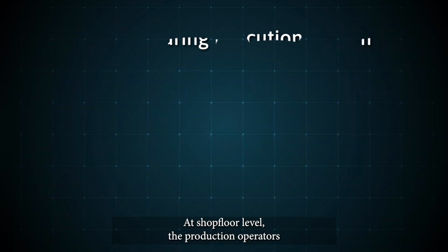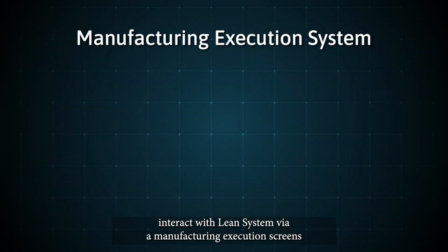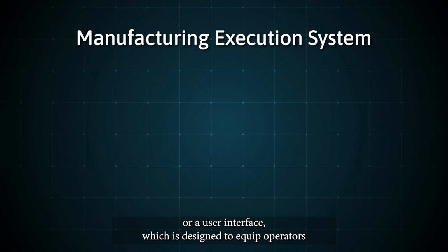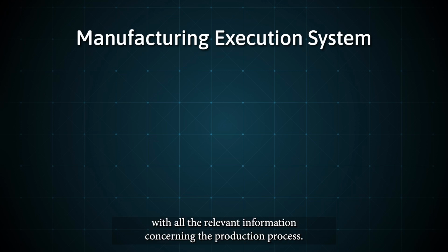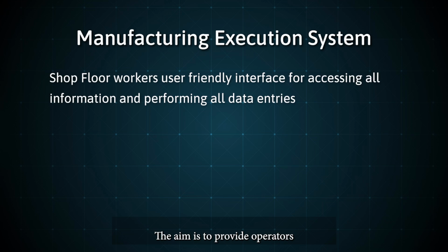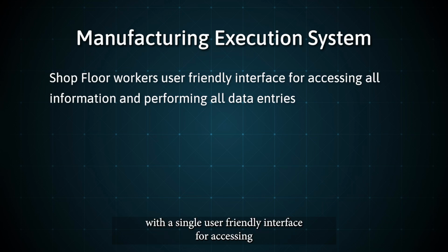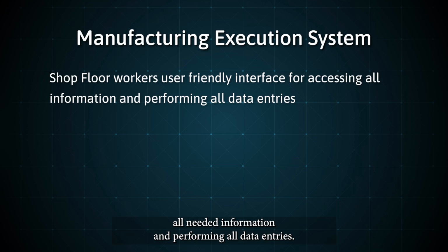At shop floor level, the production operators interact with Lean System via manufacturing execution screens, or a user interface, which is designed to equip operators with all the relevant information concerning the production process. The aim is to provide operators with a single user-friendly interface for accessing all needed information and performing all data entries. MES views are user-friendly, customizable, and can be designed together with the customer.